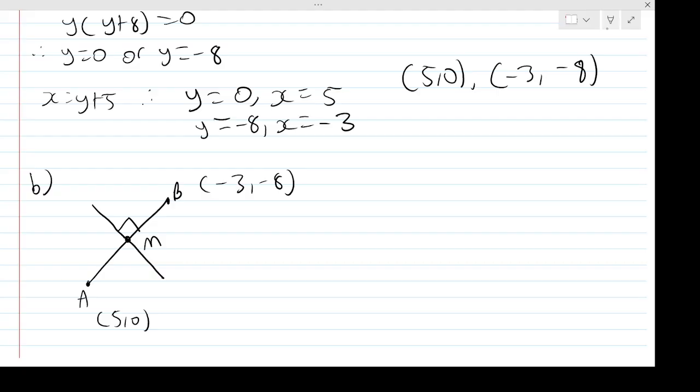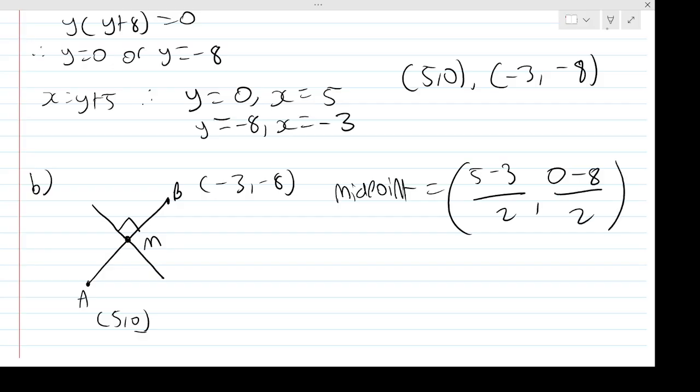So, first of all, we're going to need the midpoint, okay? Midpoint M. So the midpoint between A and B, well, that's going to be firstly adding the x values together, 5 take away 3, and then over 2. Then we add the y values, so that's going to be 0 add minus 8, and then over 2. Then that goes to 2. 5 minus 3 will be 2, over 2 be 1. Then 0 take away 8 be minus 8, over 2 that be minus 4. Cool, so we've got this midpoint here of 1, minus 4.